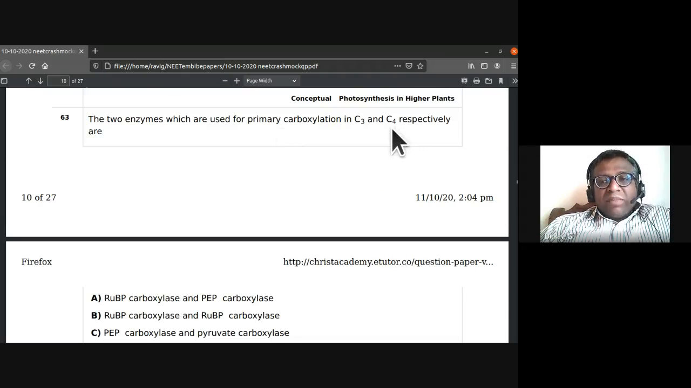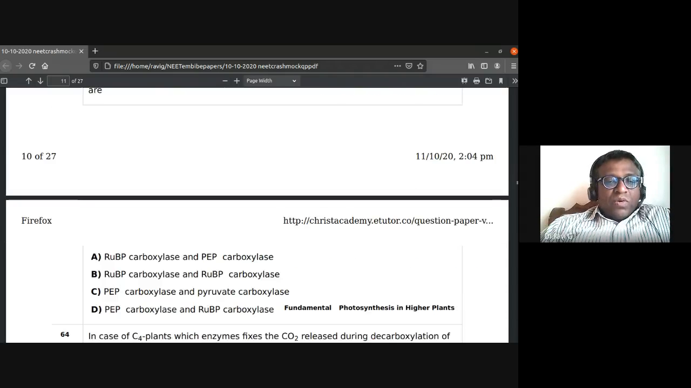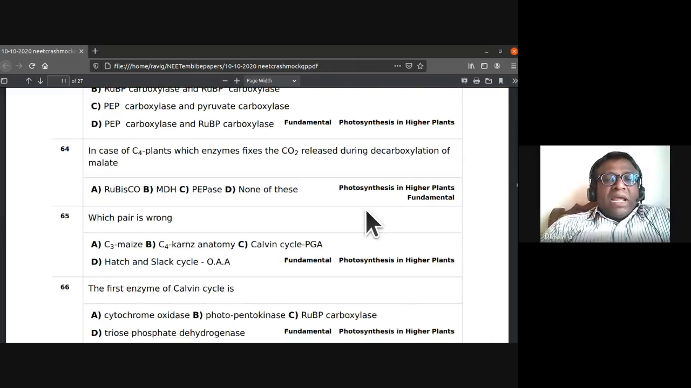63rd, the two enzymes which are used for primary carboxylation in C3 and C4 respectively are RuBP carboxylase and PEP carboxylase. So the 63rd answer is A. 64th, in case of C4 plants, which enzyme fixes the carbon dioxide released during decarboxylation of malate? Rubisco does that job. So 64th, it is A.